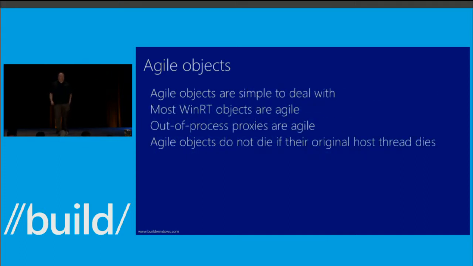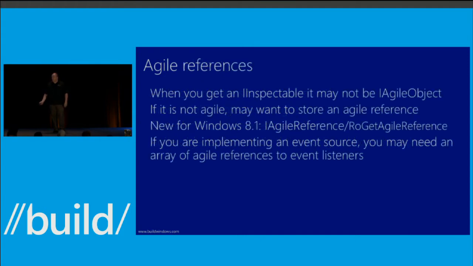So agile objects are simple to deal with because most WinRT objects are agile. Out-of-process proxies are agile, new for Windows Store apps. And some of you may be aware that in the COM world, when the original apartment or thread dies, the agile object dies as well, or agile reference might die. All those things are removed in WinRT. So again, you can just treat objects like they are objects, which is our key goal.